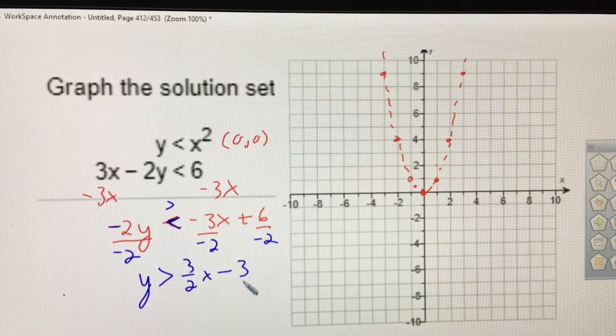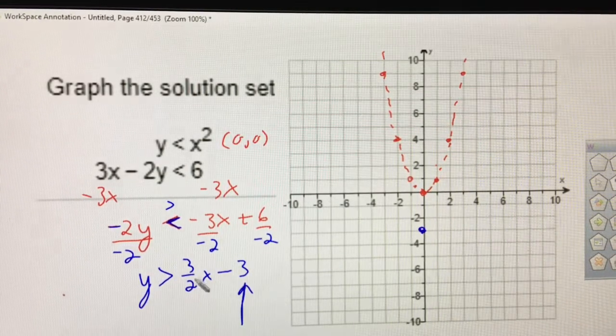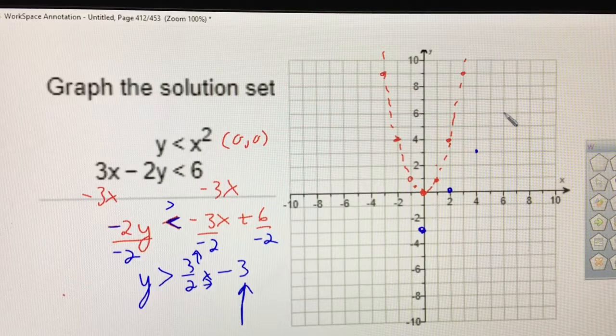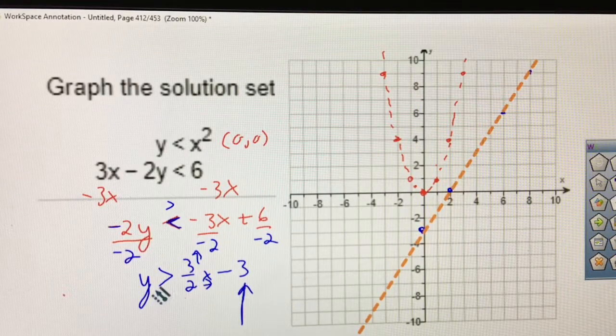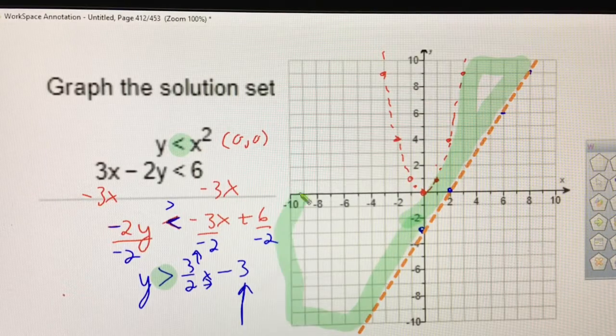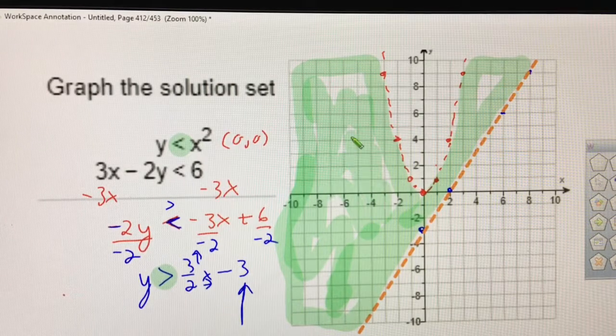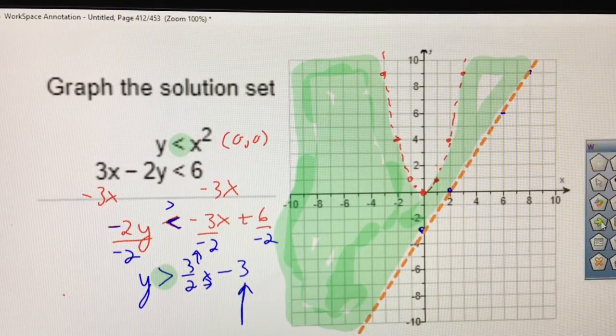I'm going to begin at negative 3 on the y-axis, and then I'm going to go up 3, right 2, up 3, right 2, and so on. And this is a dashed line. And now it wants me to shade above that line, and below the vertex. So above that line and below the vertex is going to give me this huge zone out over here. So everything above the line and below the parabola.